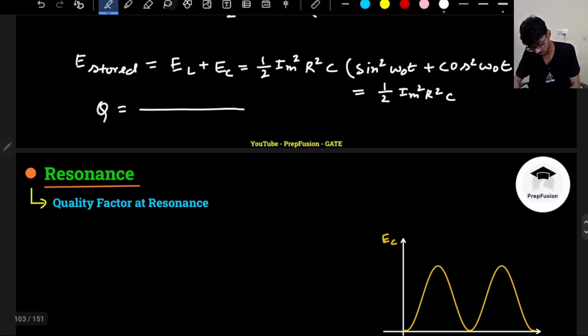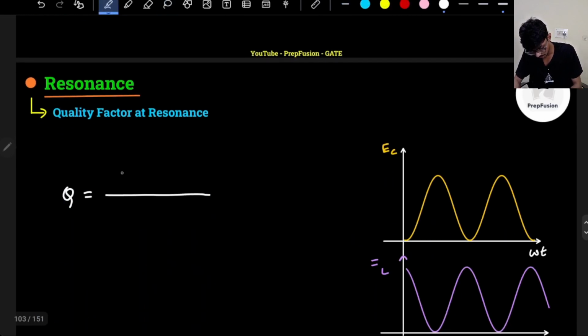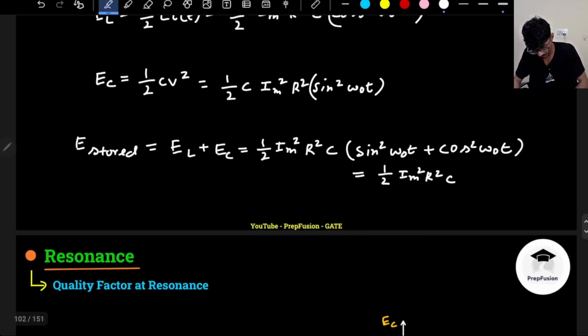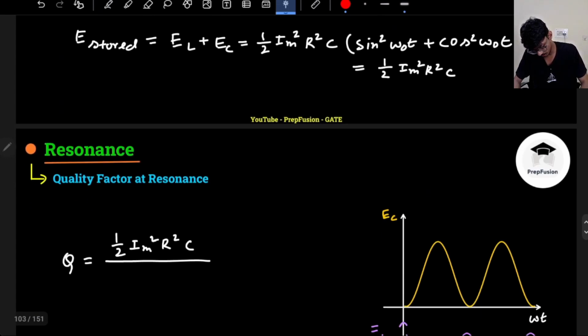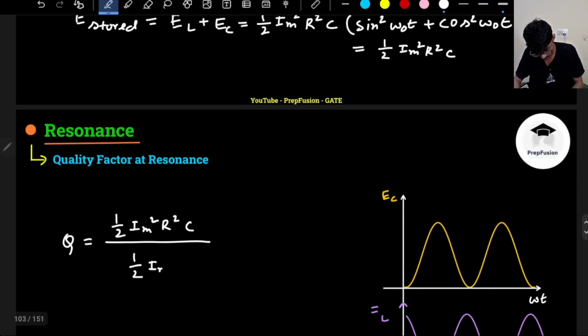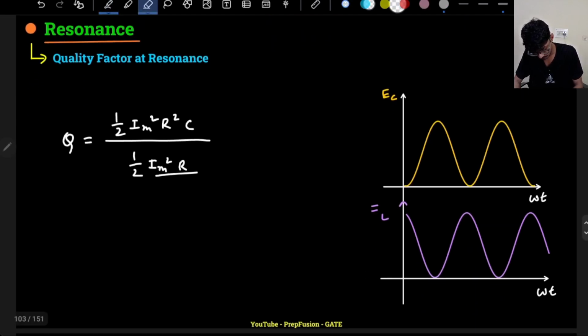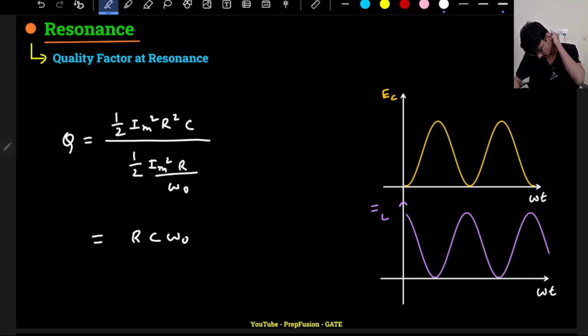So my quality factor is half Im square R square C divided by this energy loss, half Im square R divided by omega naught. Im will get cancelled, R will get cancelled. This is R C omega naught. Okay, R C omega naught. It is correct, right? Yes.